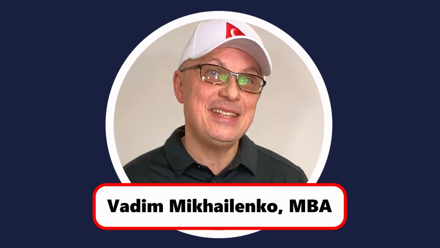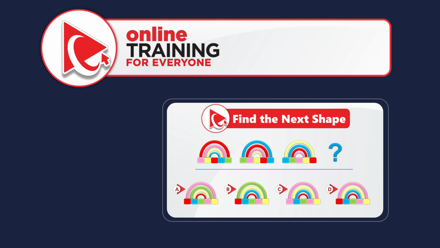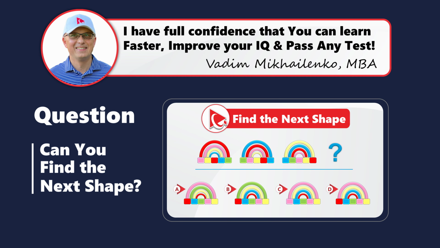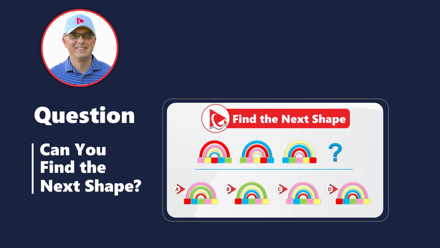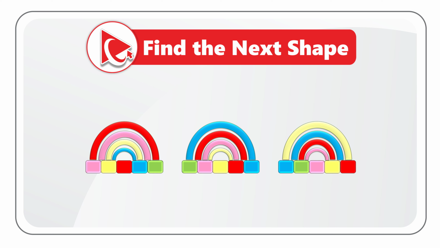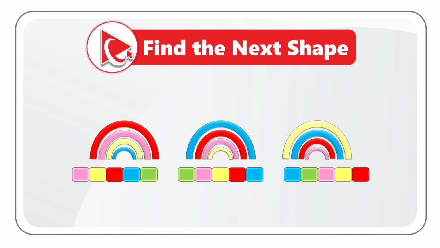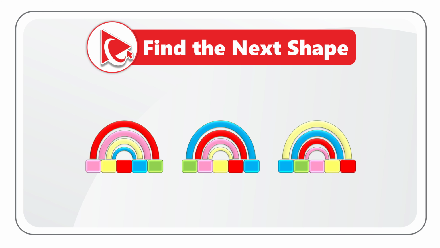And now let's continue and get you ready for the test. Here's the very unusual question, which tests your analytical skills, pattern recognition skills, as well as spatial reasoning. You're presented with 3 very unusual shapes. You have a rainbow consisting of 4 sections on the top and then 5 squares at the bottom of this shape. Each shape has a unique set of different colors.